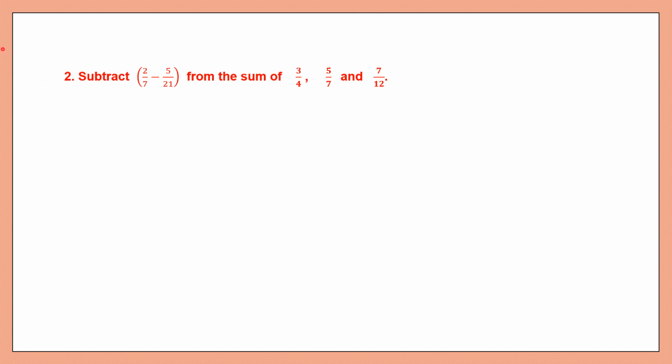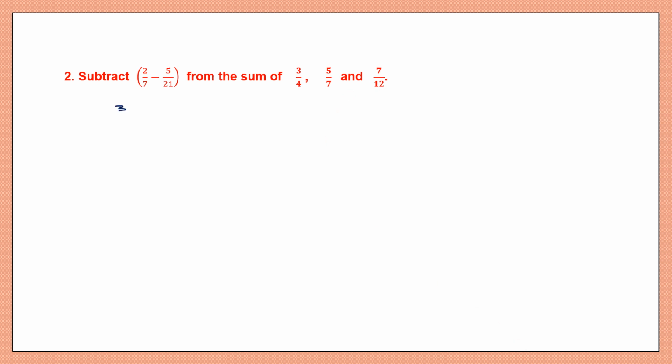Question 2. Subtract this whole thing within brackets from the sum of 3 by 4, 5 by 7 and 7 by 12. That means first we need to add up this and subtract this from the sum of this. Now you can do it separately. You can work this out separately and this separately, or we can put it all together this way.